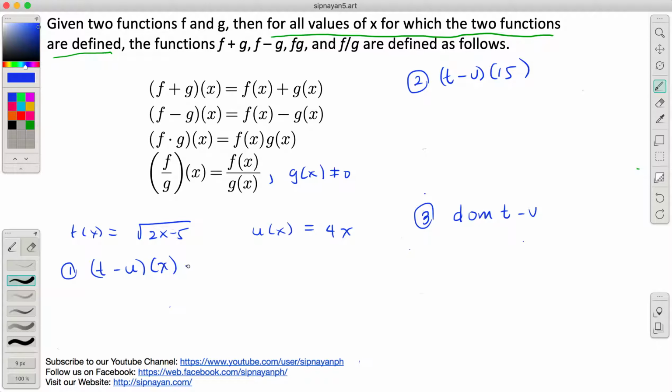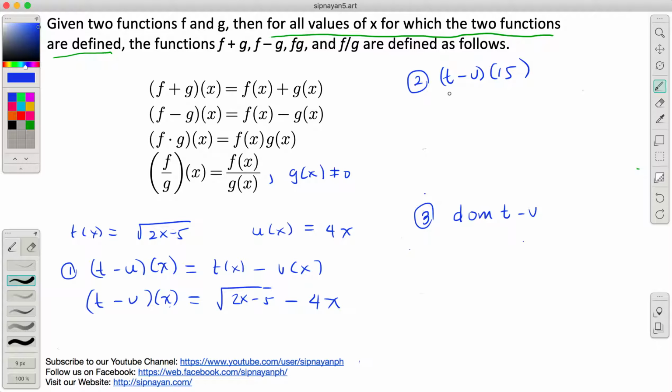So, from the definition ng subtraction, pag may sinasubtract tayo na function, we subtract the individual functions. So, magiging t of x minus u of x. And we know that t of x is equal to square root of 2x minus 5, and then, syempre, yung u of x natin, yung 4x. So, this is minus 4x. Okay, hindi na naman natin siya masisimplify. So, this is our final answer.